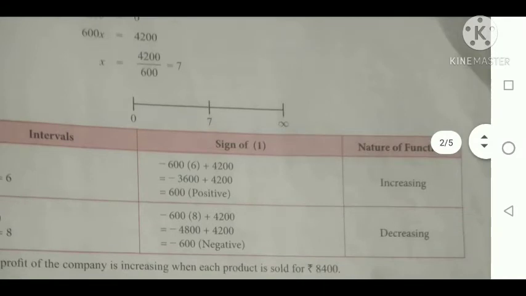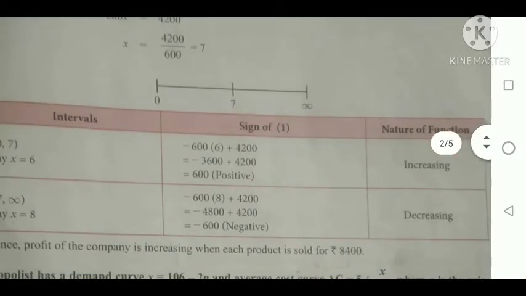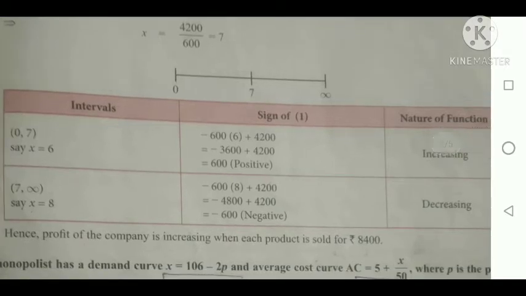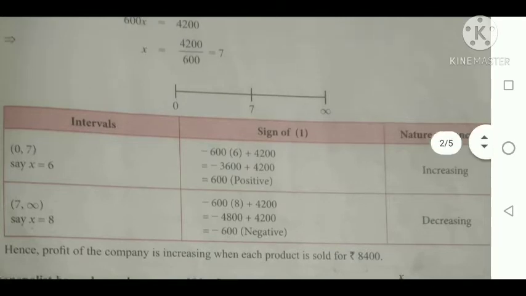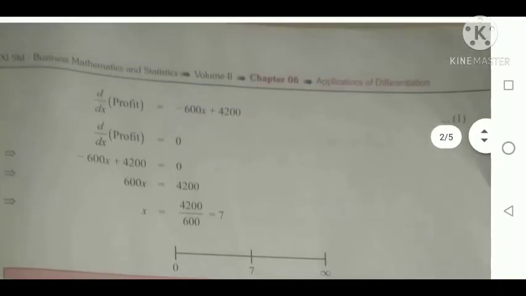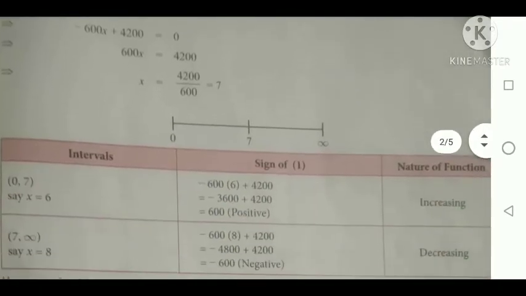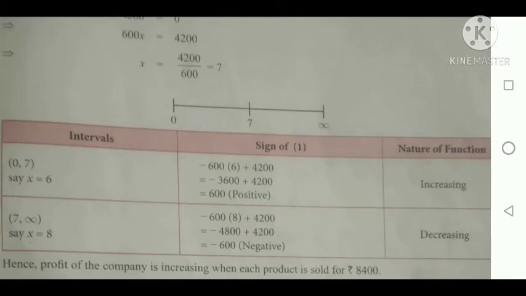Now we plot the limits like this, 0 to 7 and 7 to infinity. So the intervals are 0 to 7 and 7 to infinity. For 0 to 7, we may take x equal to 6. So x equal to 6, we are substituting this value in minus 600x plus 4200, so minus 600 into 6 plus 4200. We are getting the value 600. It is positive. Therefore here it is an increasing function.